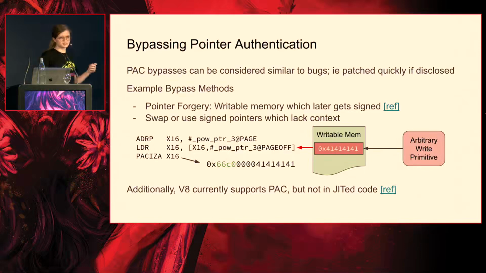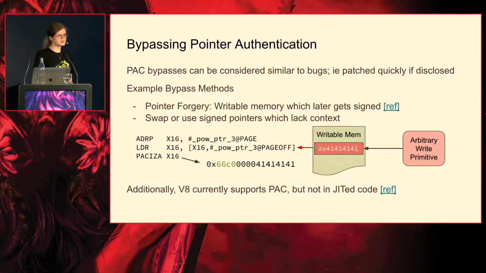One of the big ones is pointer forgery, and the idea of this is tricking the program into assigning an arbitrary pointer for you. And this is a bit easier when you have something like an arbitrary read-write, because, for example, all you have to do is look for writable memory that happens to get signed. So you can look for that control flow in your program and try to hit it.